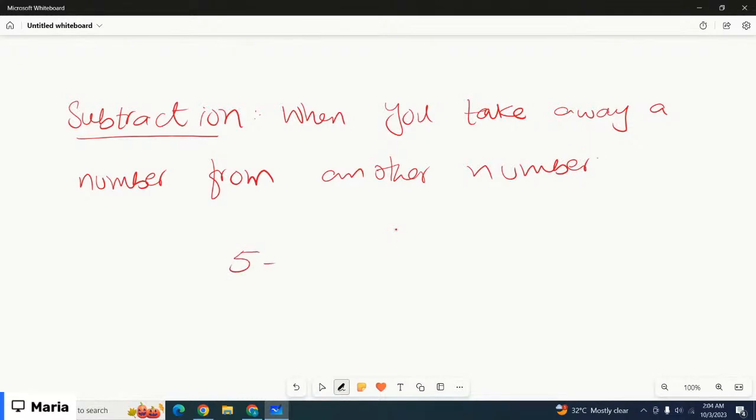For example, you have to do 5 take away 2. So how do you take away 2 out of 5? You can go either way, right? Either you can make 5 lines, 1, 2, 3, 4, 5, and remove 2 of them. You are left with 3. Or you start with 5 and go back 2: 5, 4, 3. So when you start with 5 and go back 2, that would be 3. So the correct option is 3, right? That is how you subtract a number from another.